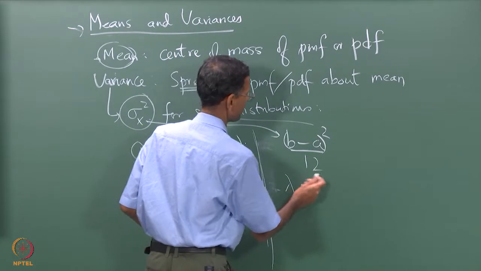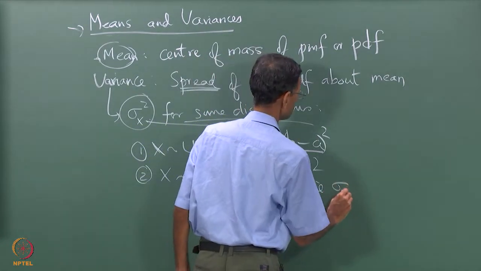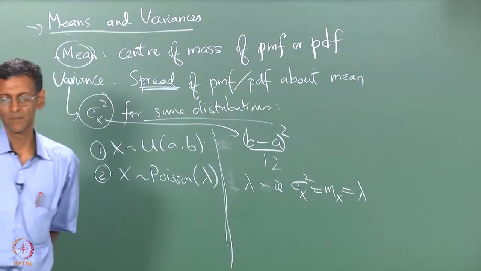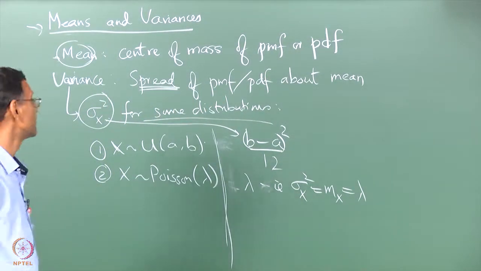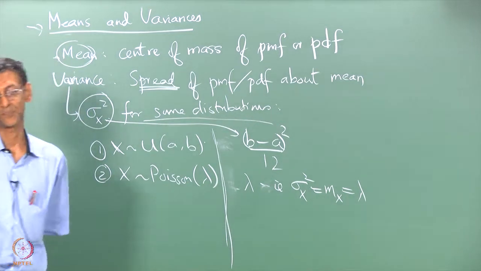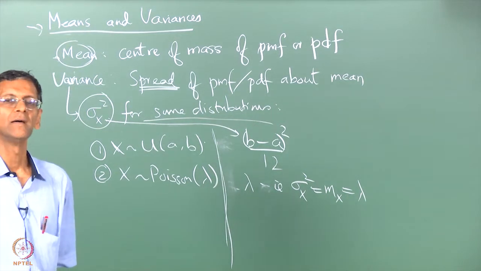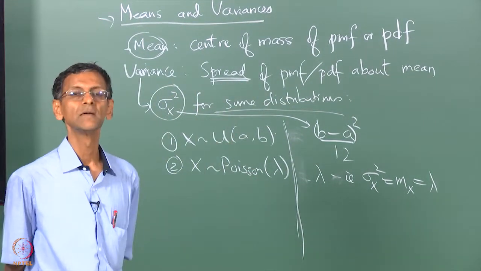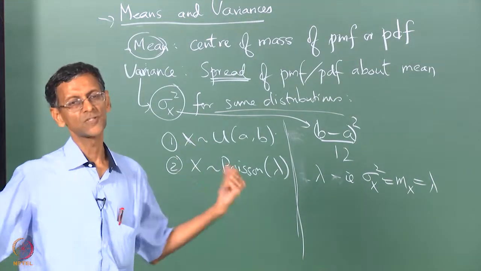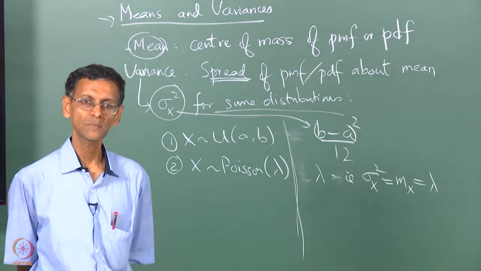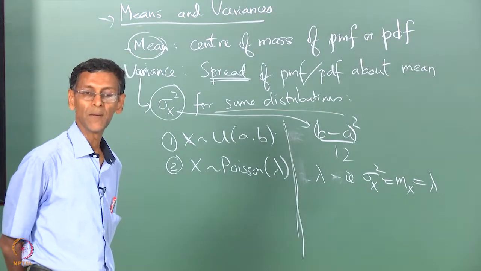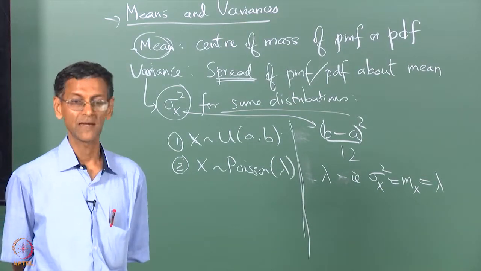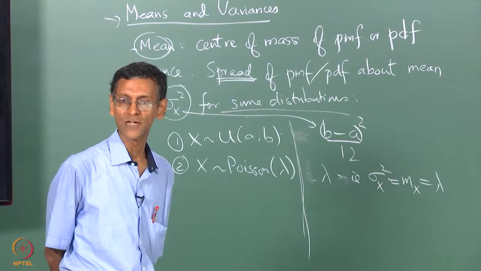So sigma x squared equals mx equals lambda. This may look a little funny, but unfortunately, or fortunately, it's the way it comes. So if you increase lambda, you end up increasing both the mean and variance. You push the distribution to the right, and you also end up spreading it. And remember, the Poisson distribution works for an enormously large range of values of lambda in practice. You can get absurdly small values, you can also get very large values.